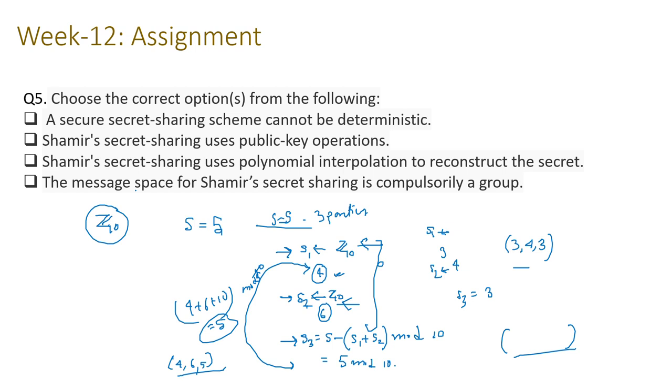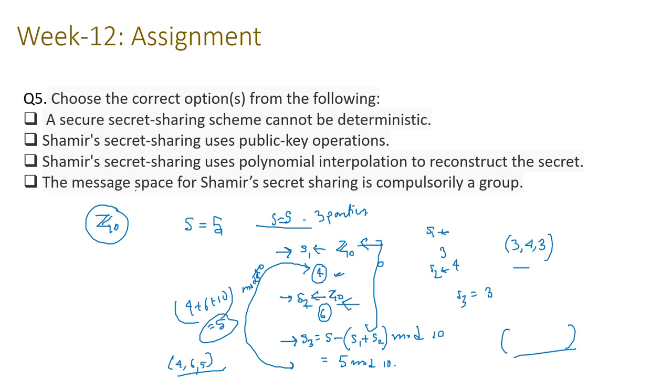Shamir's secret sharing uses polynomial interpolation to reconstruct the secret. It is true. Polynomial interpolation means that if you are provided with t plus 1 distinct points on a degree t polynomial, then you are able to uniquely reconstruct the secret, right?